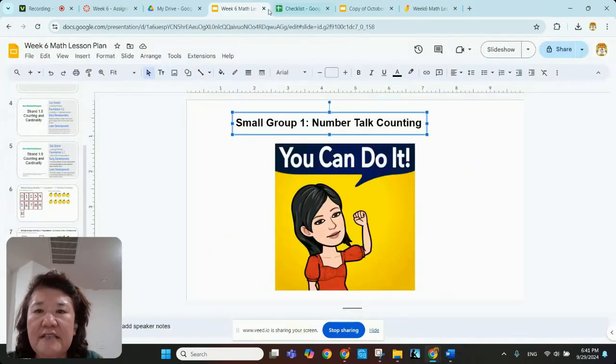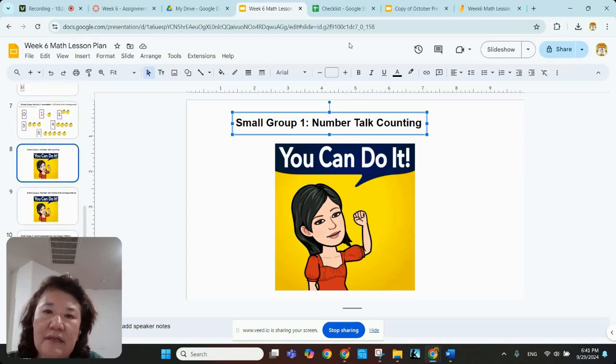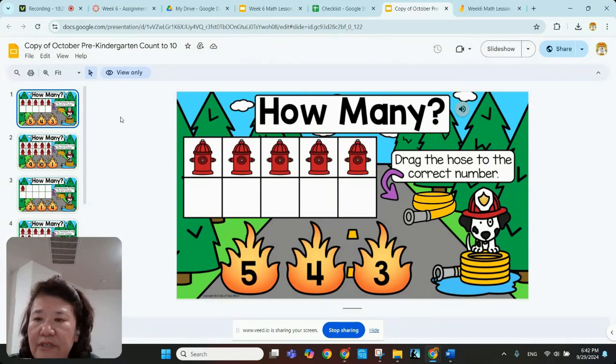After they finish this one, they will go to their Google Slide, because this one is a Google Slide up to 10. So they will practice how many. With their Chromebook, they will count how many numbers they can do. But this one is the extra activity.